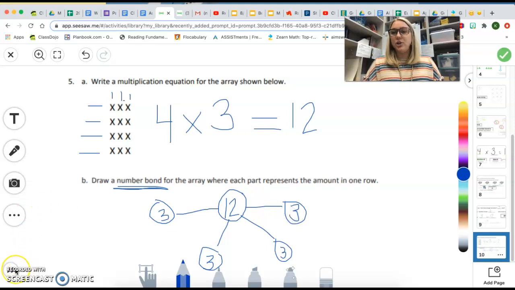Good job. Make sure you go on Zern and do Mission 1, Lesson 3, and then do your exit ticket on Seesaw.